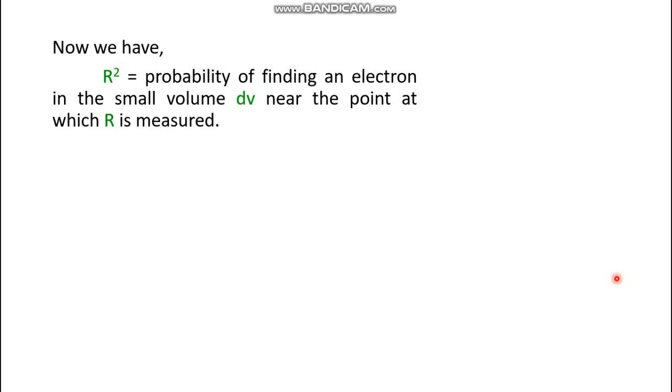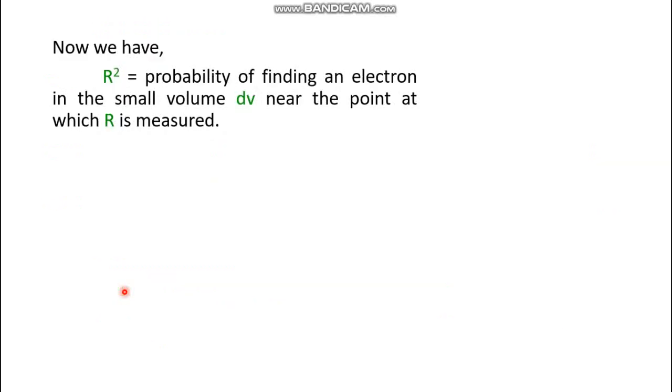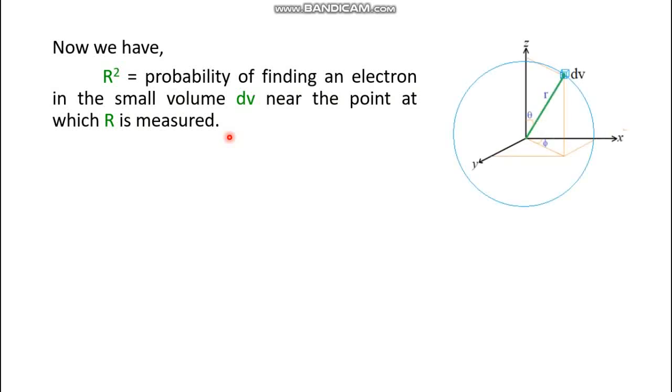And further we can say that the value of r square, that is the probability function, this r is the radial function, and its square should be actually the probability of finding an electron. So r square is the probability of finding an electron in the small volume dv near the point at which r is measured. Now this picture, this is the radial part. So suppose we are moving from the origin, that is the nucleus, then we are moving outside the nucleus through this radial line.